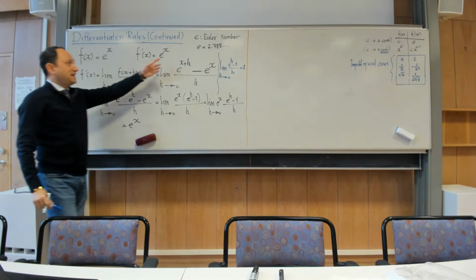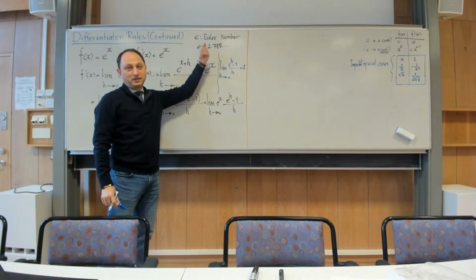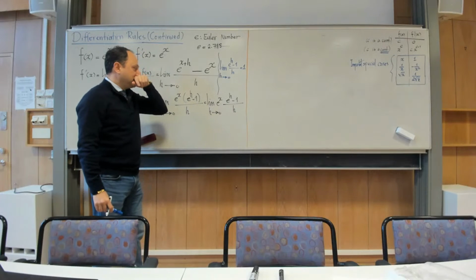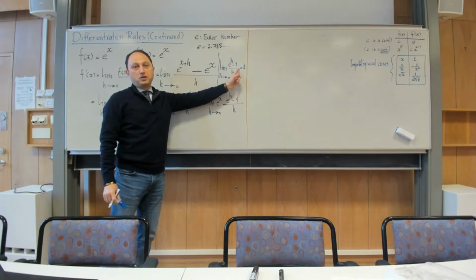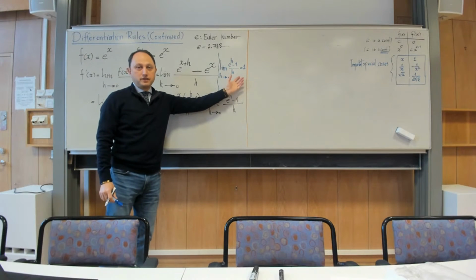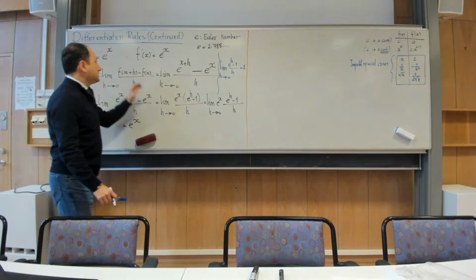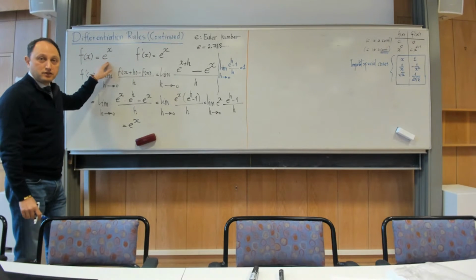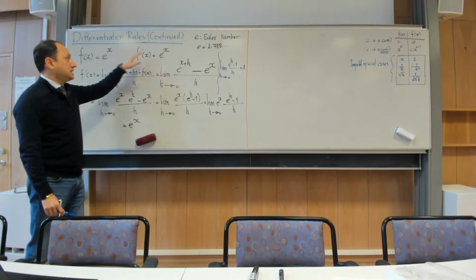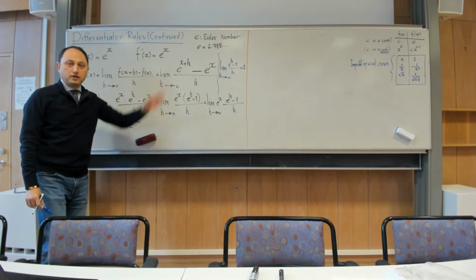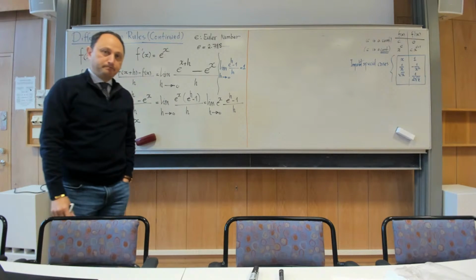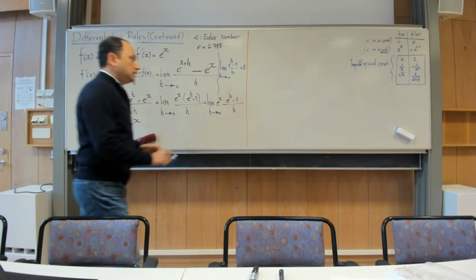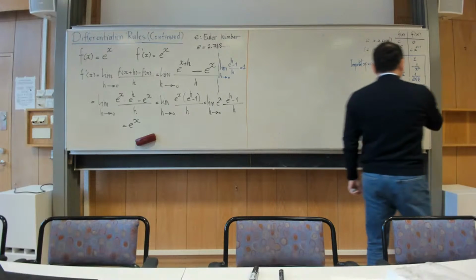So if you take that very particular number, then this limit turns out to be equal to 1, and the consequence of that limit being equal to 1 is that the derivative of this particular special function is equal to itself. And that's the only function with this property. Okay, so now I want to add this into my table.